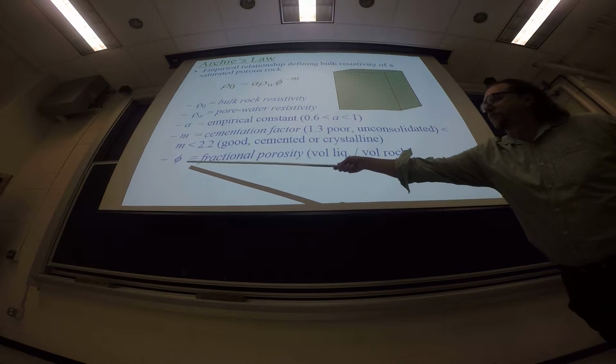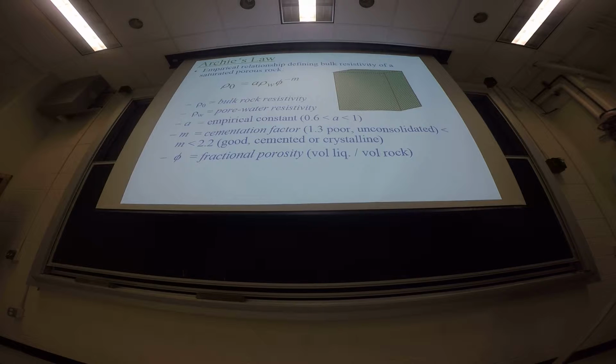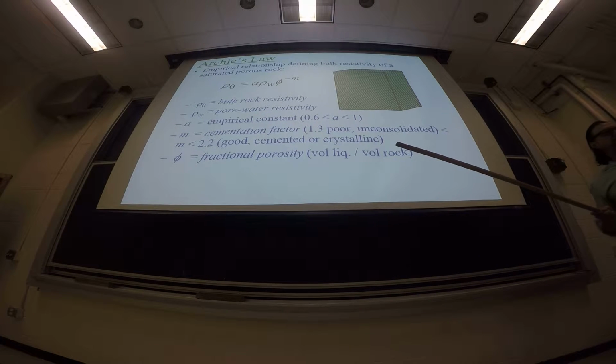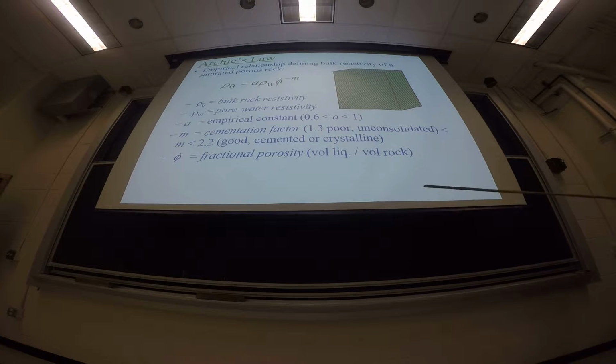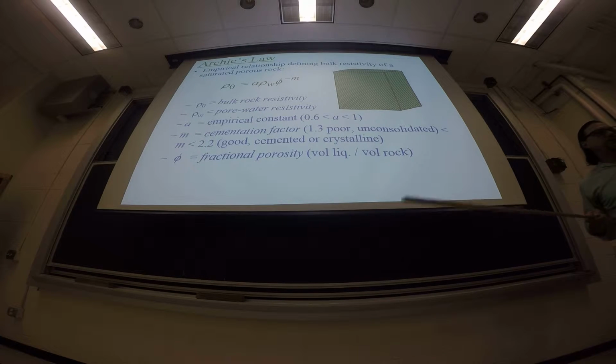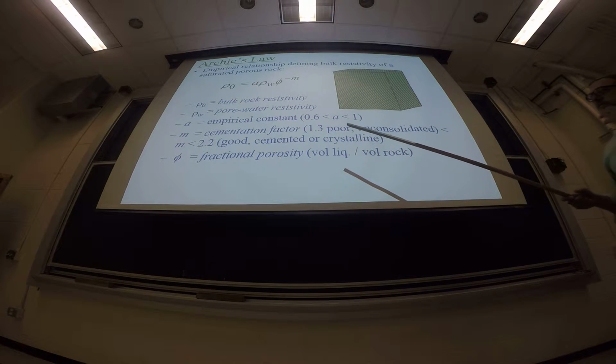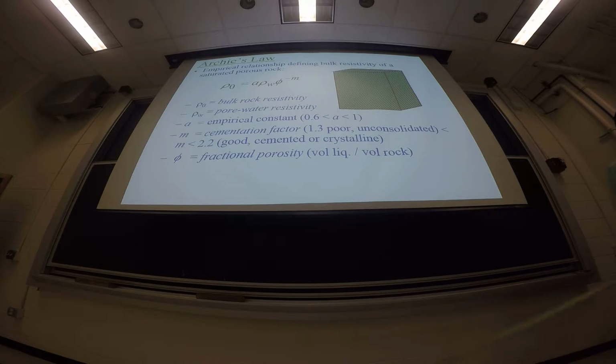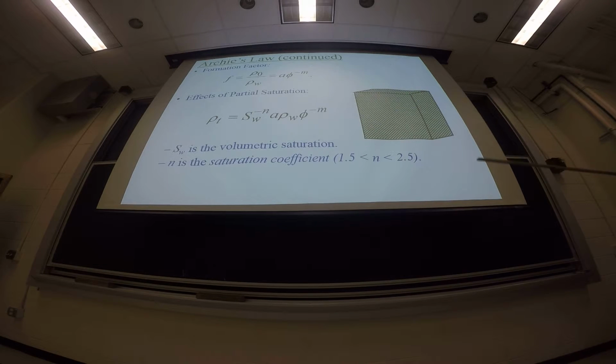One last thing, phi here is what's called the fractional porosity, which is just the volume of the liquid when it's fully saturated over the volume of the rock, or the volume of the pore space over the total volume of the rock. Now, that's for a fully saturated rock.